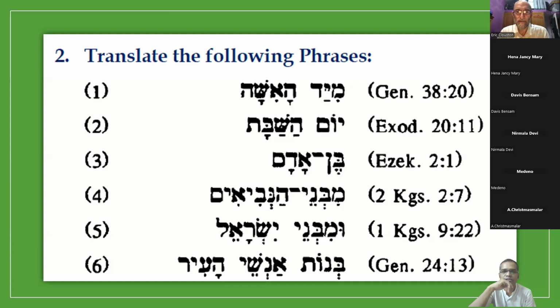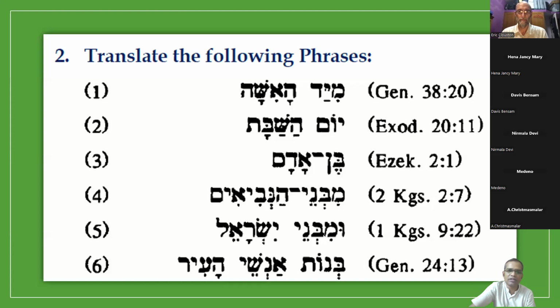The next phrase, number 3. Ben Adam. So Ben is in the construct state of ben, son. Adam means a man. So a son of a man, or son of man. Sometimes if it is specified, it can also be translated as the son of man. Both are right. According to the context, we have to decide. The preceding and the succeeding phrases will help us to know whether it is a son of man or the son of man.